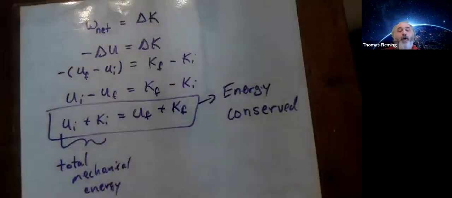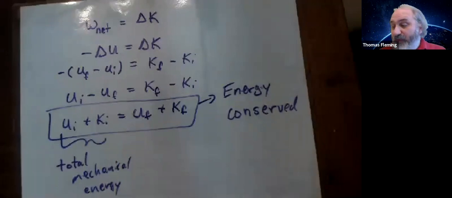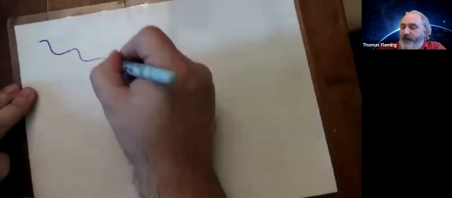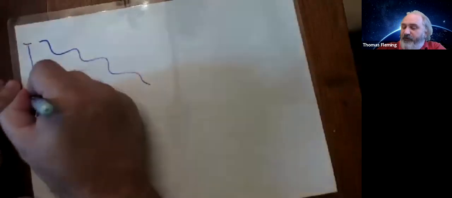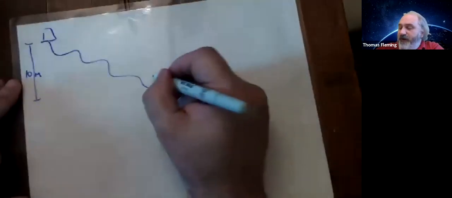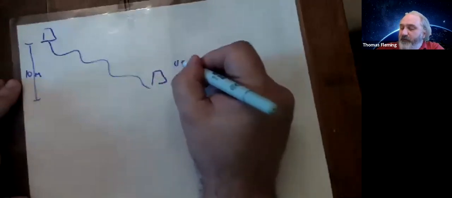Now, how on earth am I going to use this statement to solve that impossible problem in 2 lines or less? Well, here's that impossible problem. This thing had a height of 10 meters. The box is up here. And I want to know the speed down here at the bottom.